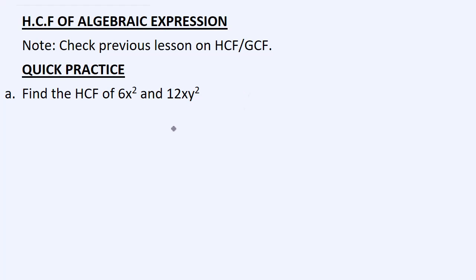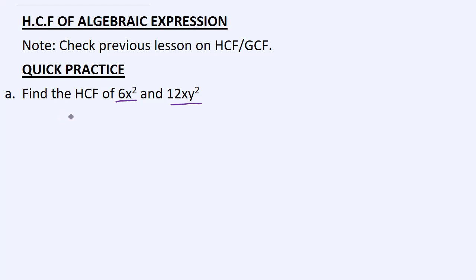So since we have 6x squared and 12xy squared, we have to express these values as product of their prime factors. Then we can write them out, index, and solve for their HCF. So let's go ahead and solve the question that says find the HCF of 6x squared and 12xy squared.